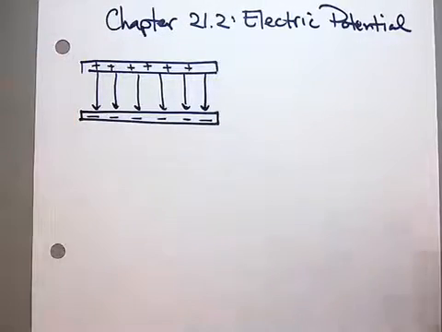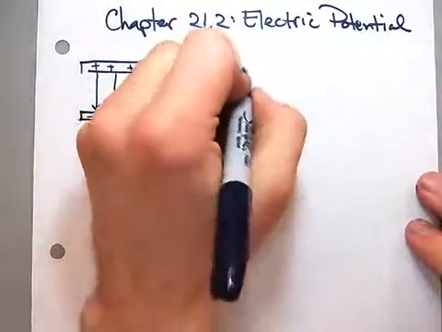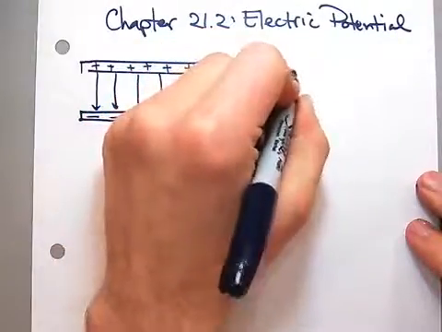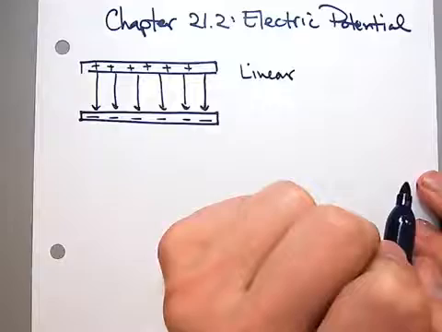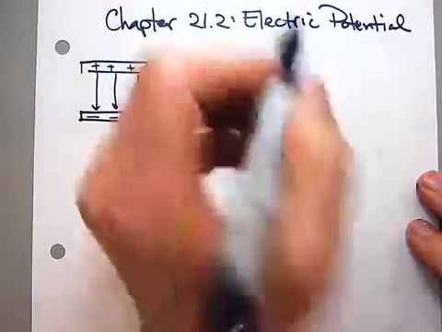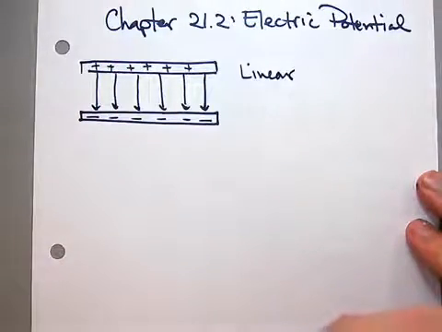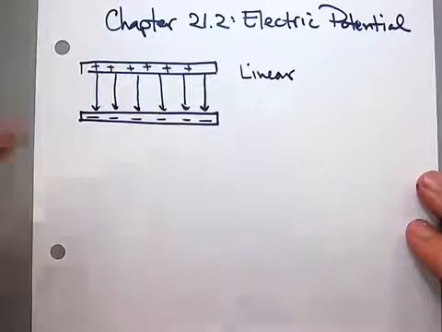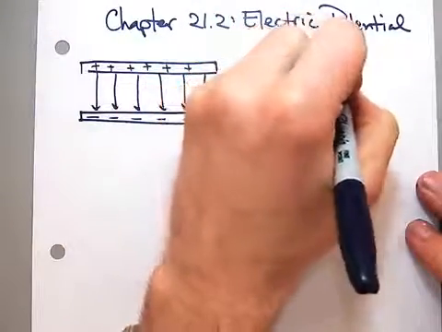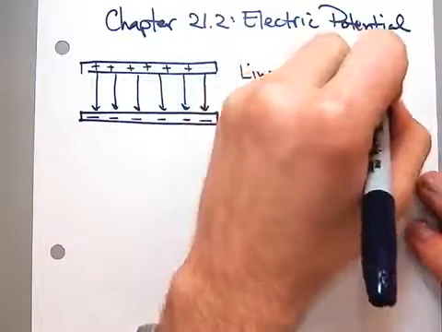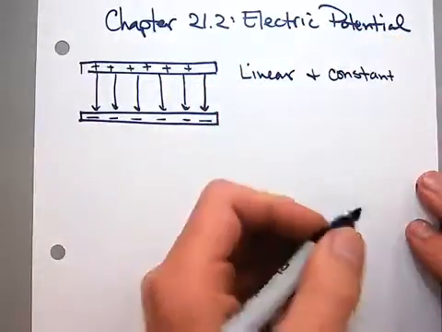So with two parallel charged plates, we have a linear, well, what's the word? I'm trying to think. Linear means straight, and then it's the same electric field. Linear, parallel, constant. I even had that on my paper.